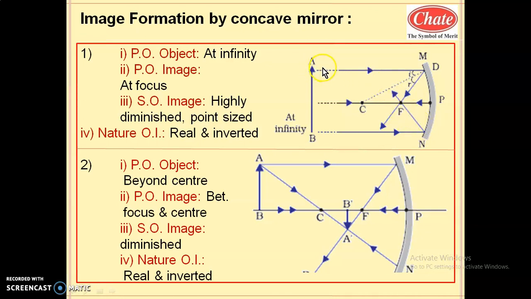So here we got two rays, one from the upper end point and one from the lower end point. Both of these rays, when reflected, intersect at a point. Wherever these rays intersect, that is the position of the image. The position of the image is at the focus.